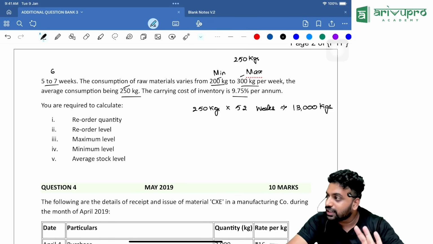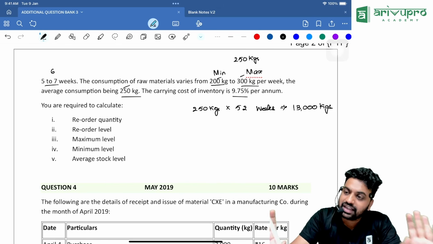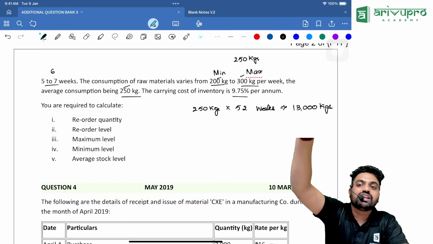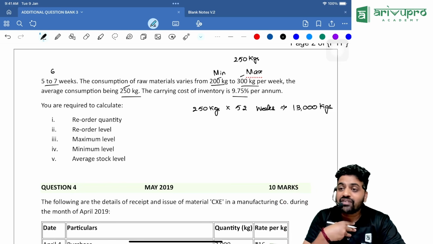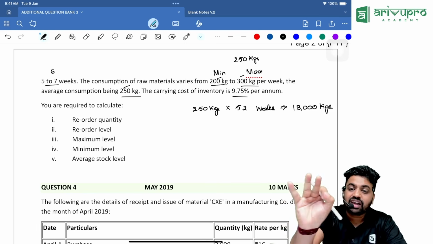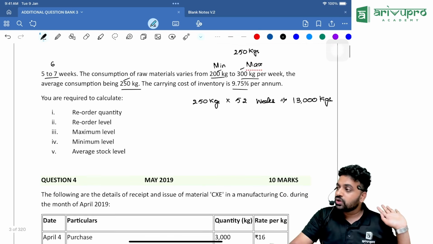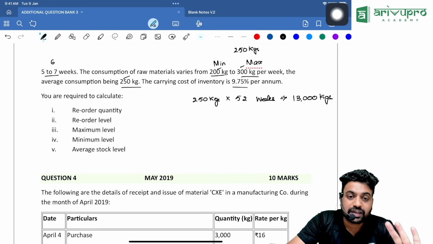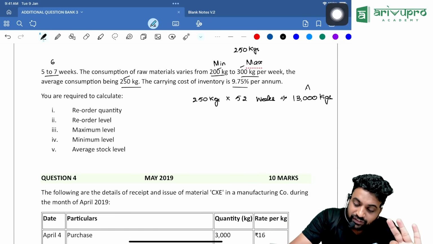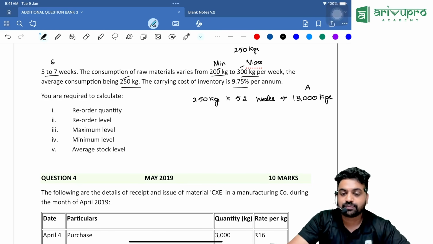So try to understand, average is what we generally consume. Sometimes it will go to some different things. So while computing on an average in a year how much we consumed, always remember to take the average. So now I got to know that I have used my raw material in that particular year on an average 13,000 kgs. That only I will take as A.